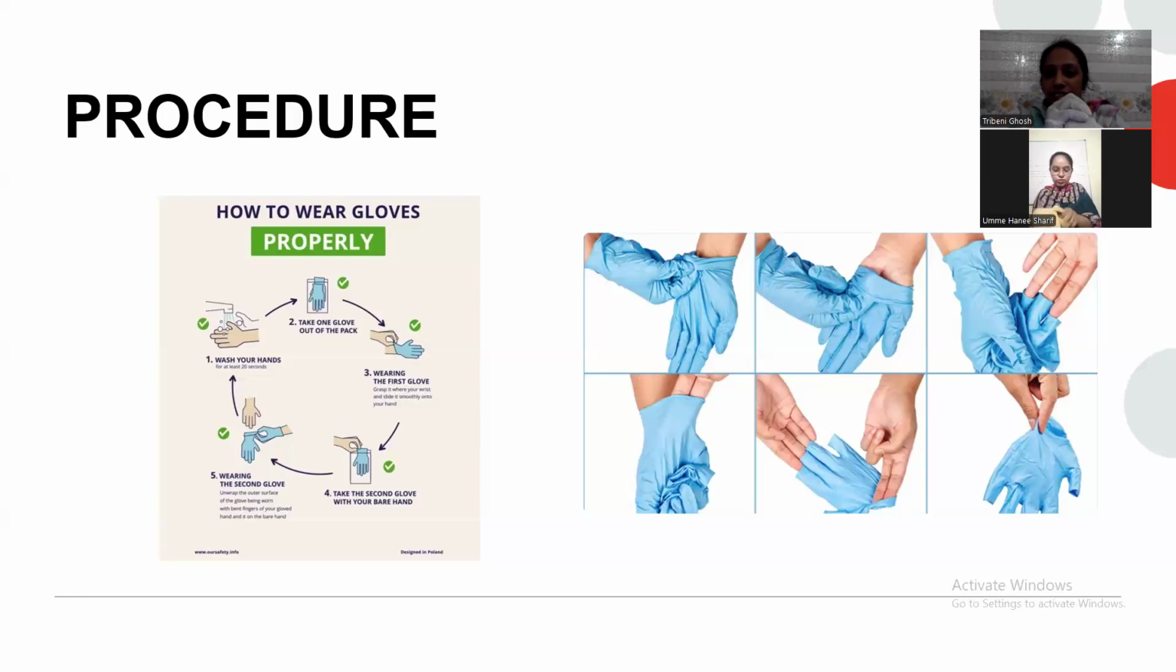Am I doing it okay? Yes, you are doing an excellent job. I think I just put it wrong. The fingers, I didn't get them well. Wait, wait a minute. I think I should take it off and try it again.